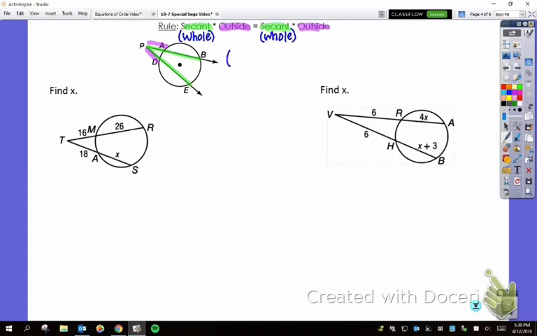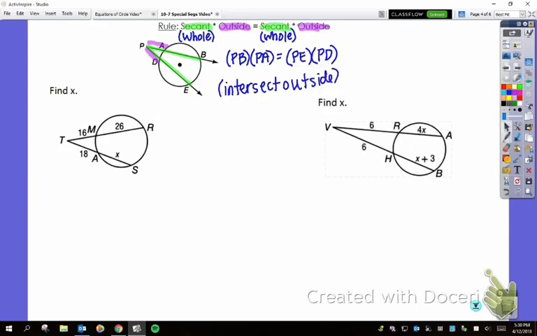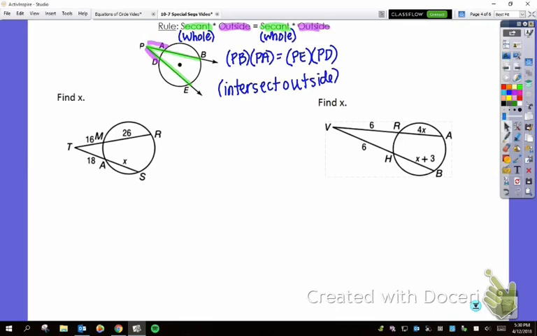Your first secant, your whole secant, is PB times the outside of that segment, which is PA, equals the whole secant on the other side, PE, times the outside, which is PD. And again, this intersects on the outside of the circle. So let's look at our two examples here.